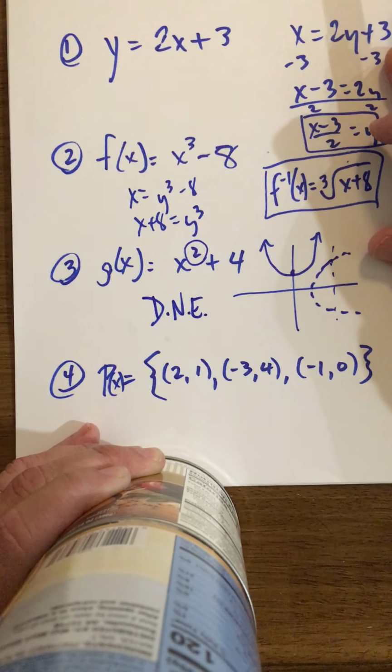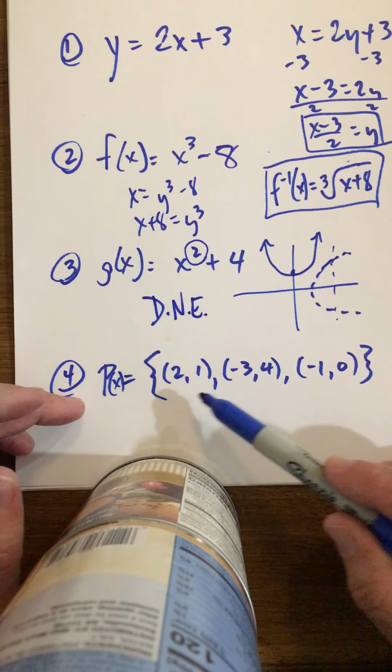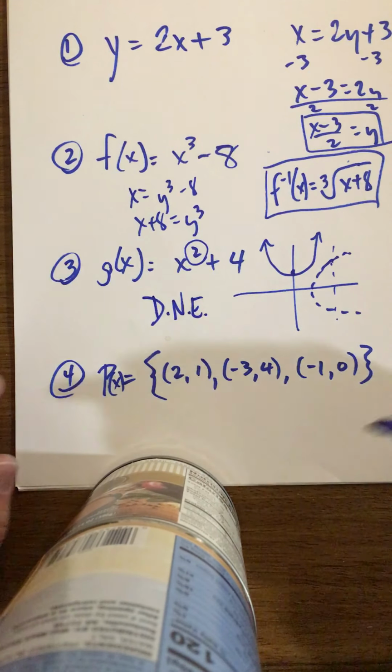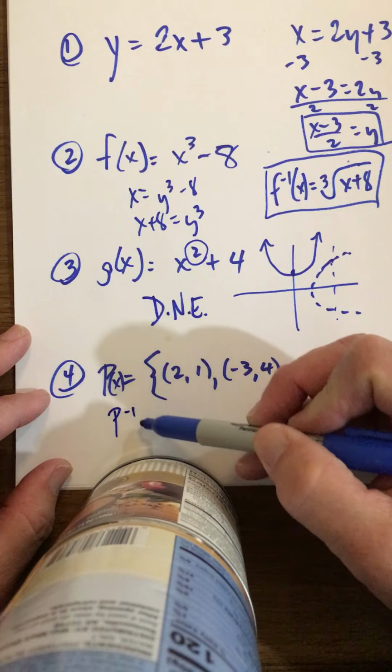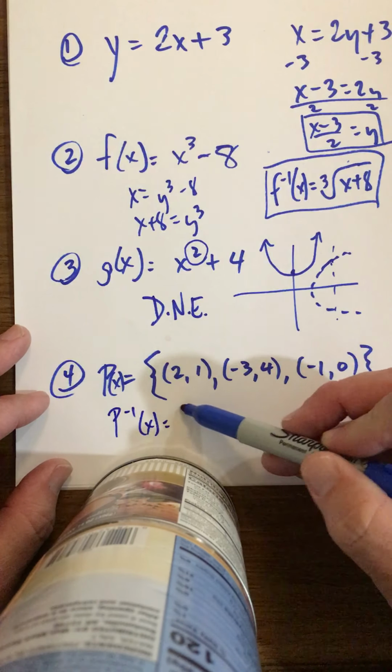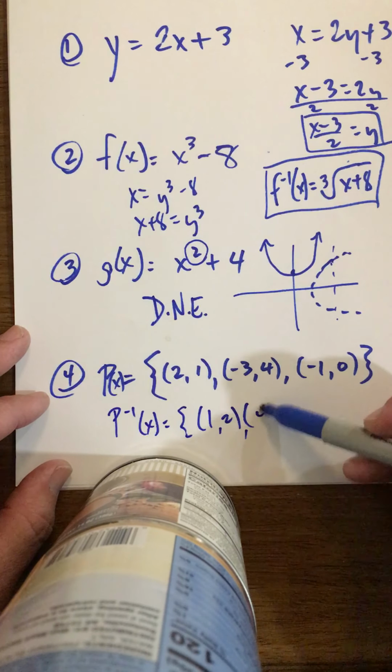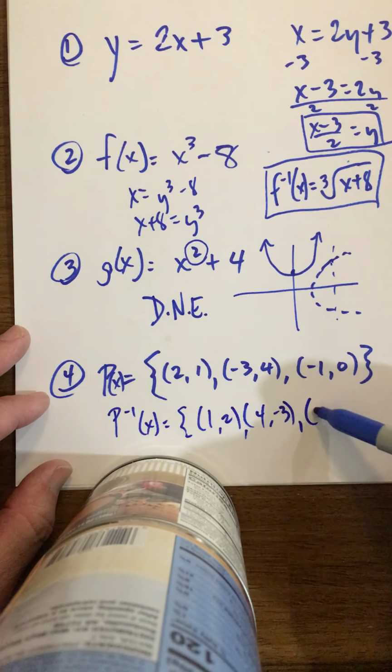And lastly, if they give you a function or a relation where it's just a set of points, remember, all you're doing is swapping the x's and the y's. So P inverse of x is 1, 2, 4, negative 3, and 0, negative 1. It's that simple.